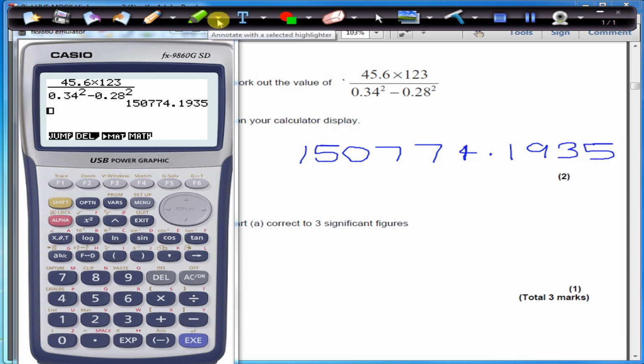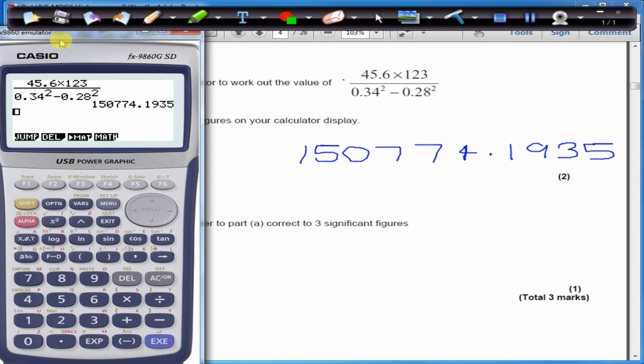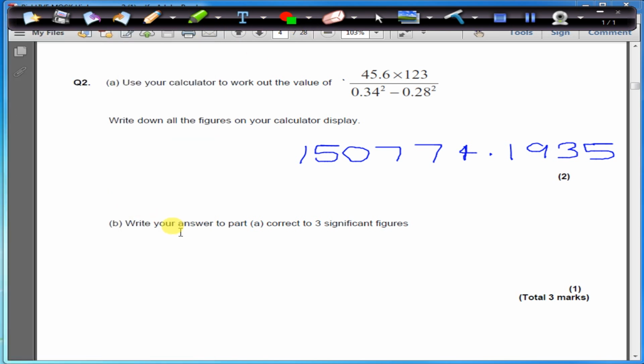Now the next part of the question, if we move the calculator out of the way so you can see it. The next question says, write down your answer to part a correct to 3 significant figures. So let's have a look. We have our first, second, third significant figure, because they start from the first non-zero digit. So now we need to put a little mark. Okay, so we call this digit here the last digit. So the 0 is called the last digit. The 7 is called the decider digit.